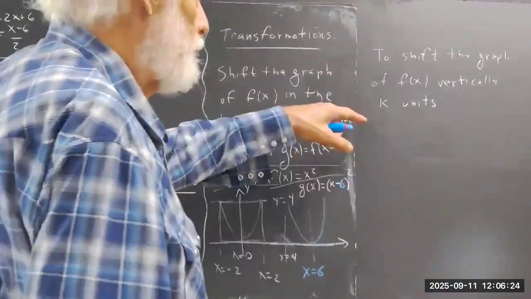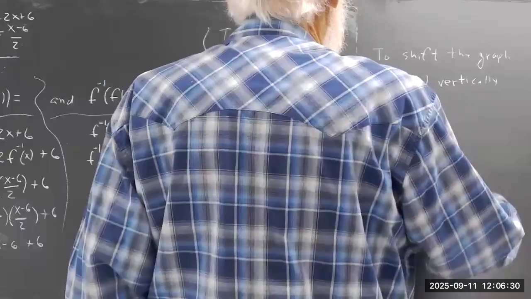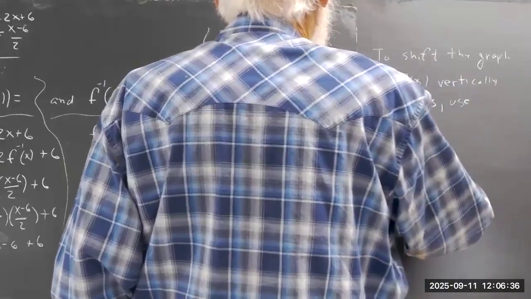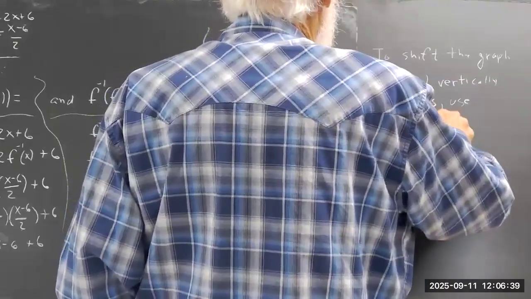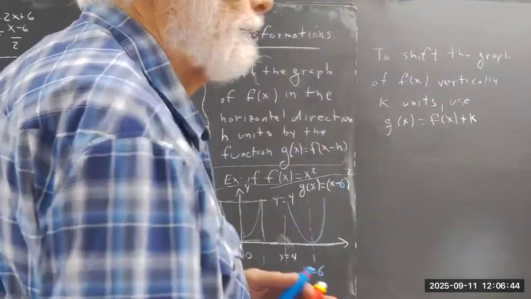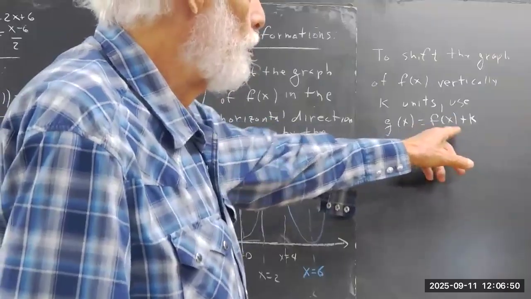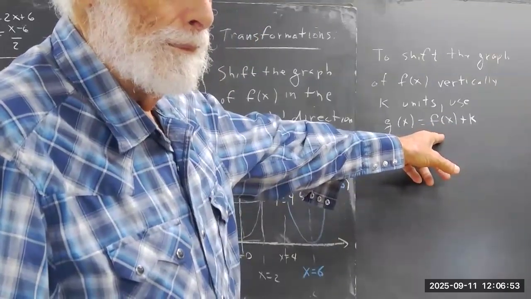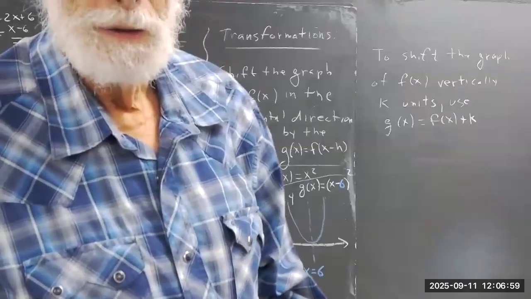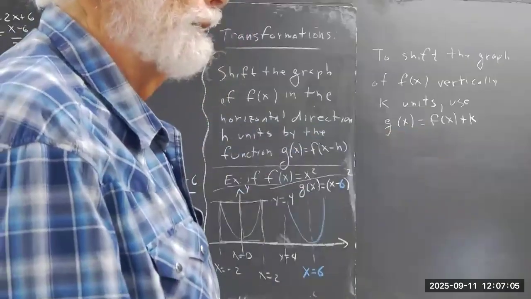Okay, to shift the graph of f of x vertically k units, you would use g of x equals f of x plus k. That means the y values of g of x will be k units more than the y values of f of x, if k is positive. Now, if you're adding a negative, then it'll lower the graph k units. Open Math is going to tell you more about that, but that's how it works. This is the easiest one to understand.